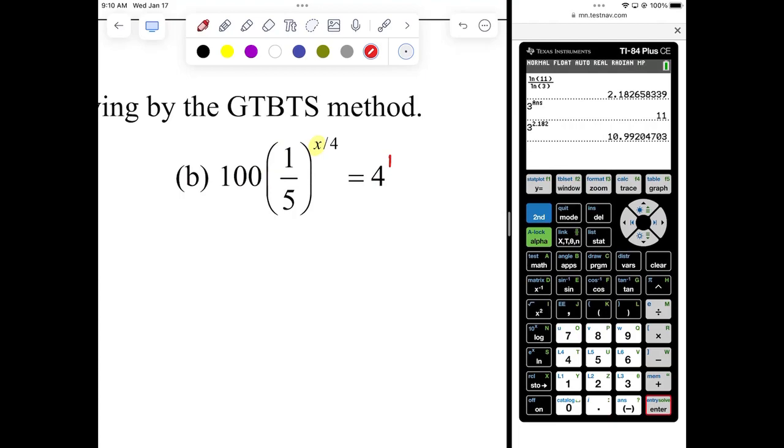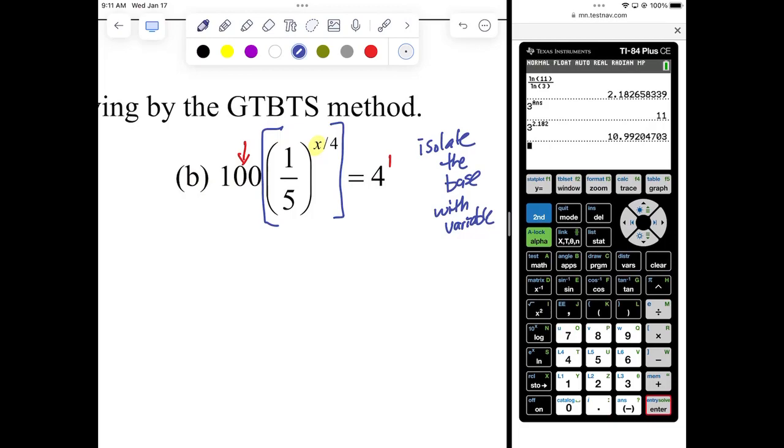Can I get the bases the same? I have a 1/5, which I can write as a power of 5. And on the right-hand side, I have a 4. Can I write 4 as a power of 5 very easily? No. Oh, and by the way, I also have this dude called 100 sitting in front of my base. You know what? Our first step here is to isolate the base with the variable.